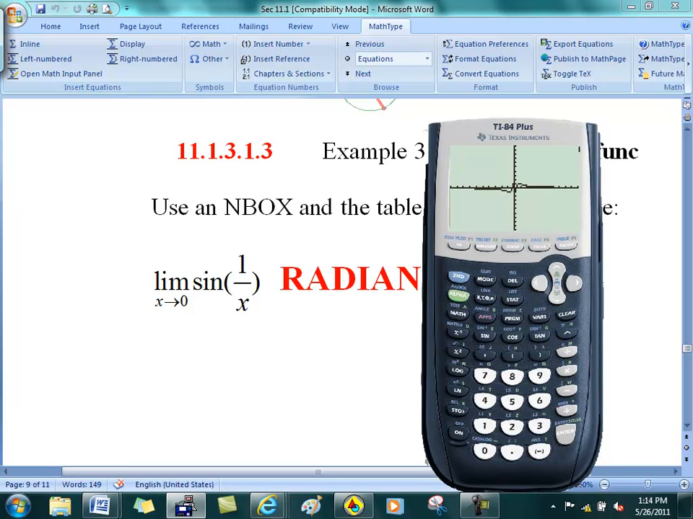So I'm going to zoom in there because it's not giving me enough details. So I'm going to do zoom box.